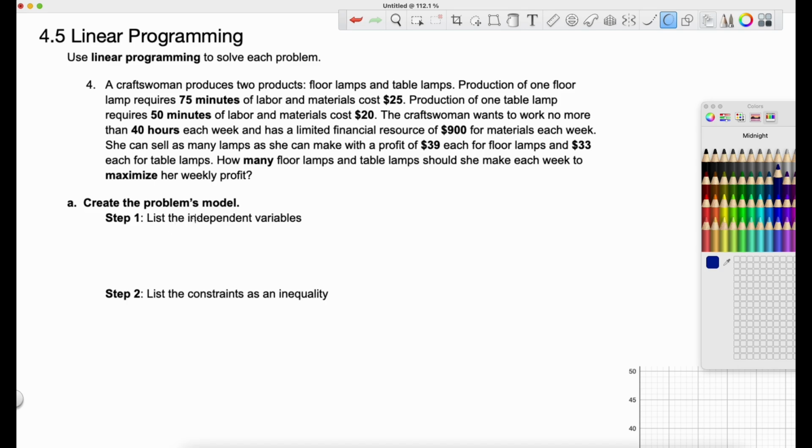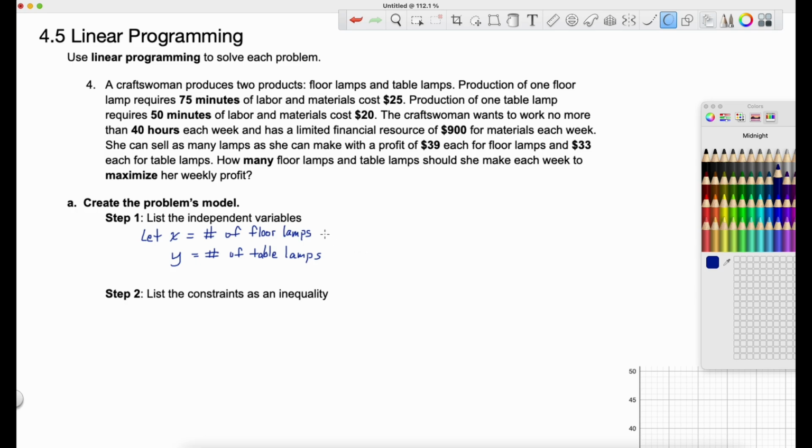Well, we don't know how many floor lamps and table lamps she should make. So this is really what we want to find out. So let's let x equal the number of floor lamps, and we'll say y is the number of table lamps that she's going to make weekly.